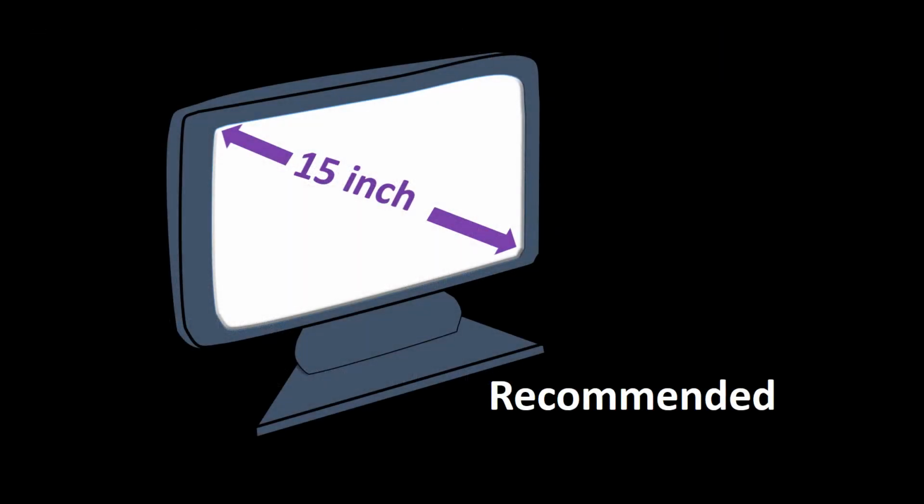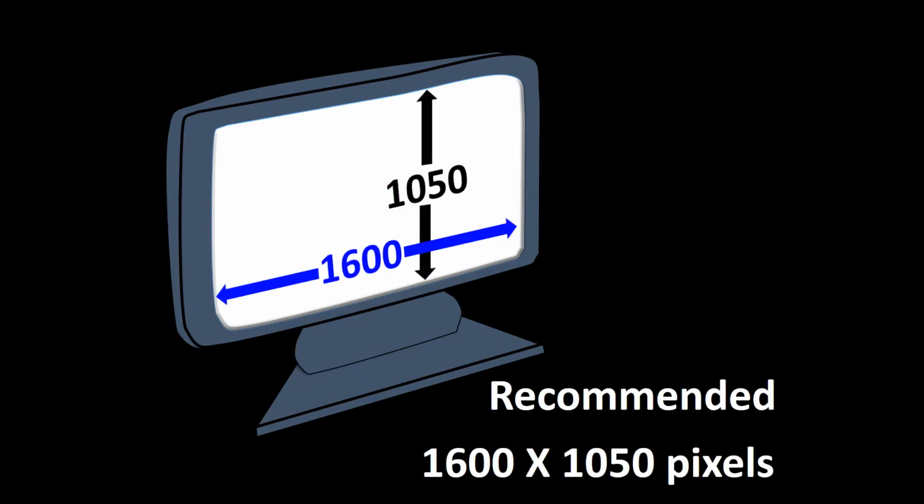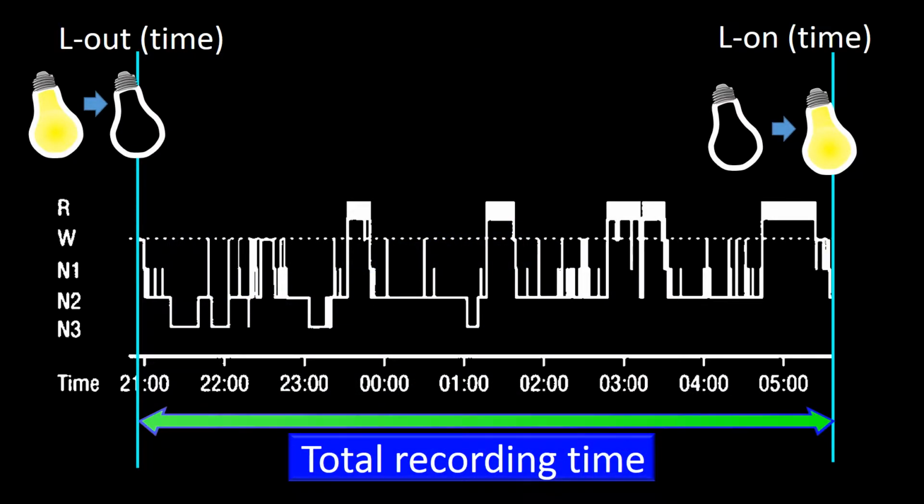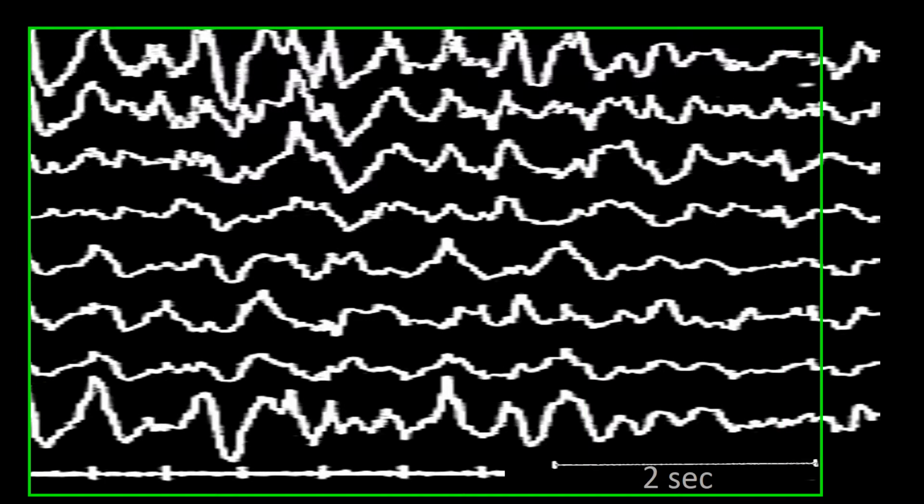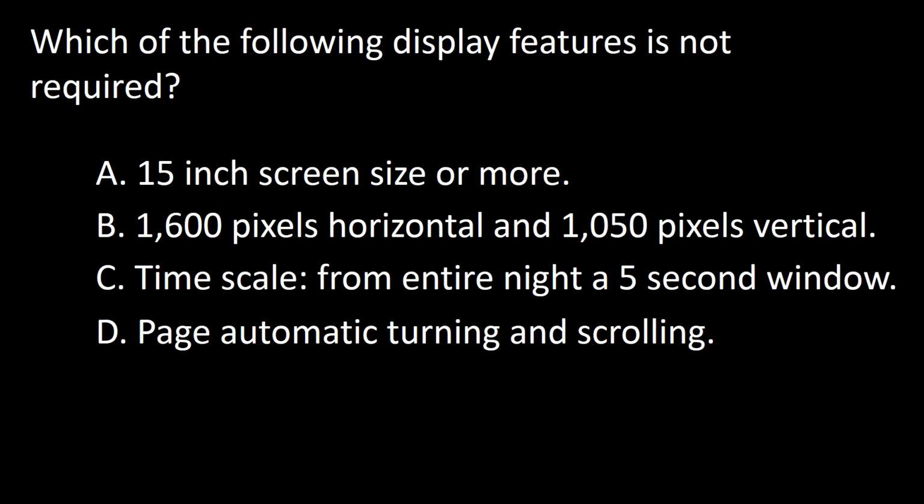It is recommended that the screen of the computer be at least 15 inch wide, that the resolution be 1,600 pixels horizontally and 1,050 pixels vertically. The equipment must have the capability to display the whole night recording as we see in this frame, and to display 5 seconds of recording occupying the whole screen. So the answer to this question is D.